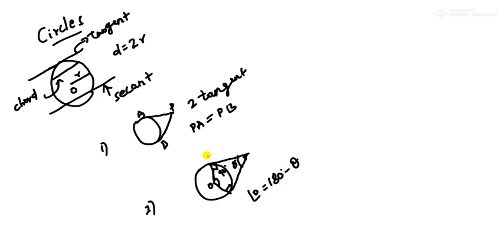Okay, so remember this. The point where the tangent and radius meet, we call it the point of contact. You have to remember this also, point of contact. I hope this chapter is also clear to you all.